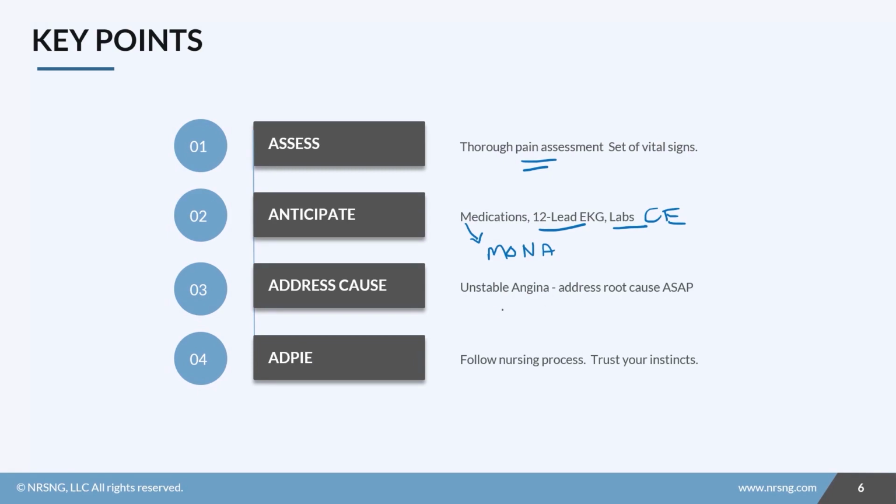Now, unstable angina is usually not responsive to the nitroglycerin, and so there's always something else going on. So we want to figure out what the cause is and take care of that. And as always, follow your nursing process: assess, diagnose, plan, implement, evaluate. Trust your instincts. Be confident with which interventions need to happen first in order to get the best outcomes.